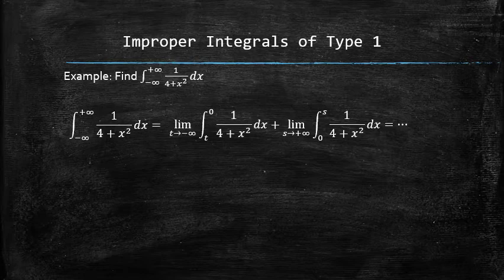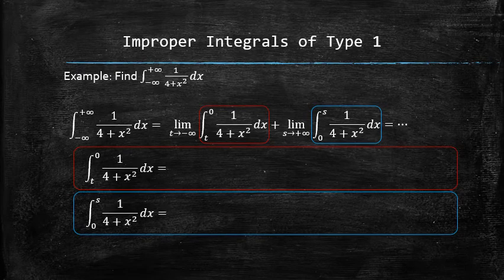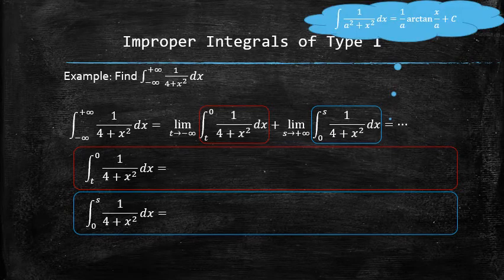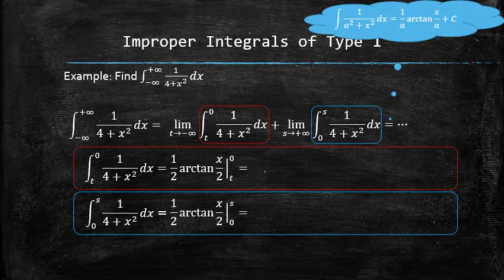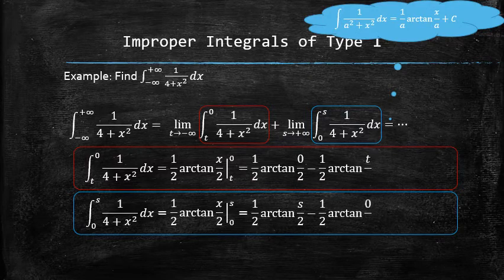In each of the integrals, we replace the infinity with t or s and set up the limits with t approaching negative infinity and s approaching positive infinity. Now that we don't have to worry about the infinities in the limits, we can focus on the integrals themselves. To compute both definite integrals, we use the integration formula to find the general antiderivative and then apply the fundamental theorem of calculus to find the integral in terms of the variables t or s.